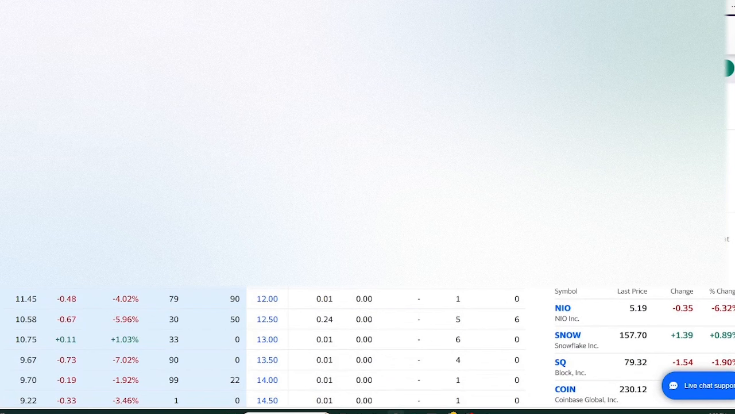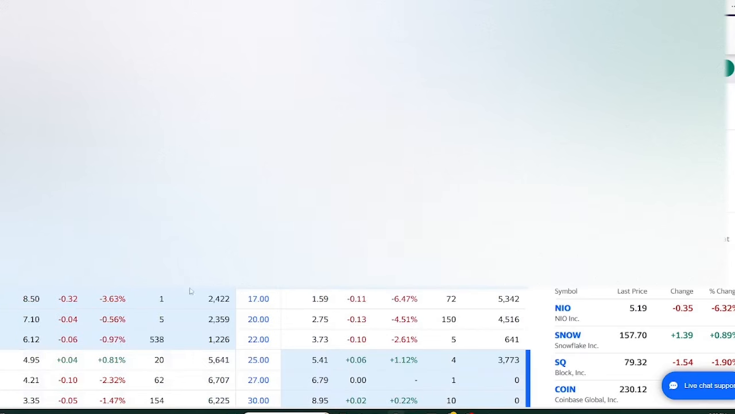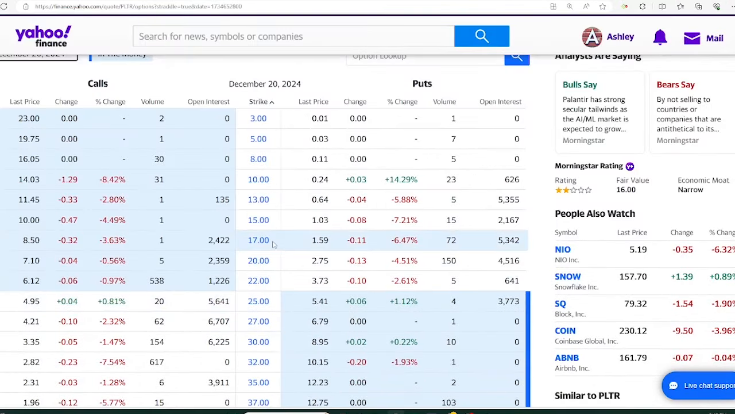Going to our option chain, we are going to go all the way down to December 20th, and let's take a look. So $17, it's paying $1.59 a share, which is really aggressive because if you were to be put the shares at this level, you'd actually be getting them for less than $16, which is a great deal for a PLTR. It is rated as a fair value at 16, so you would get it below a fair value, which is the whole point of selling puts to begin with.